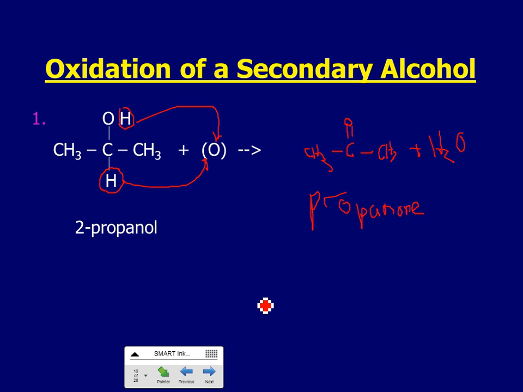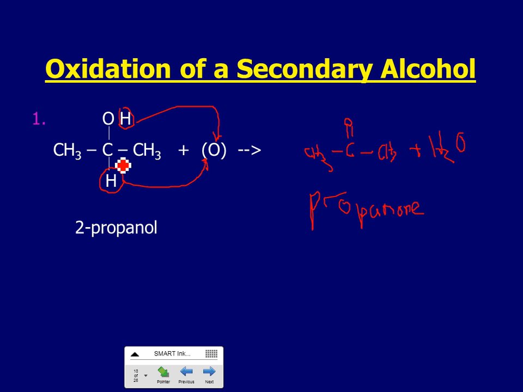It doesn't need a number, because the carbonyl group can only be in the middle. Oh, propanol, it does have to have the number designation, because I could have 1-propanol, which would then result in propanal. That's another way of thinking of it, right?